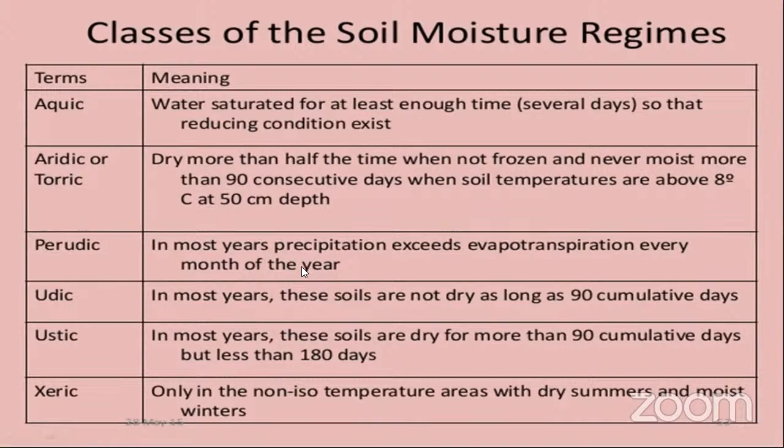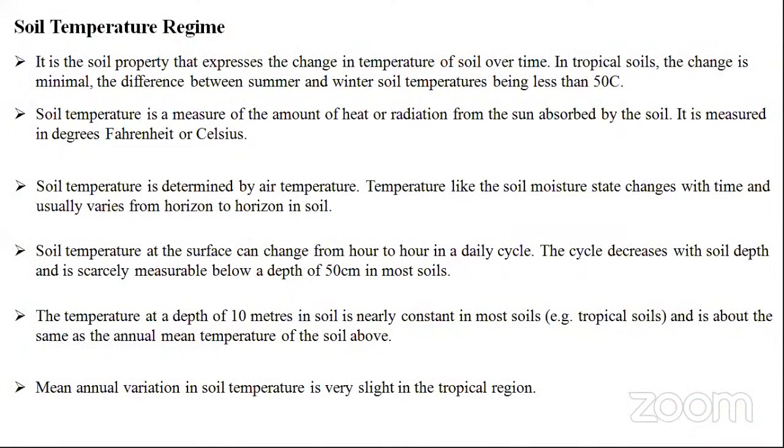Okay, students. After the soil moisture regime, the soil temperature regime. So, students, this temperature is completely different. Here we see the difference in summer and winter temperatures, less than 5 degrees Celsius, and we calculate how much heat or radiation was received from the sun. It is measured in Fahrenheit or Celsius. Mostly in India we go for Celsius. Fahrenheit is mostly used in the United States. We Indians calculate only in Celsius.